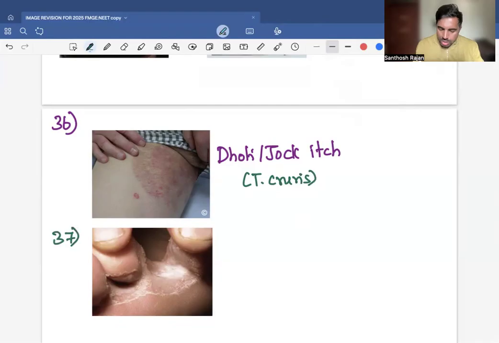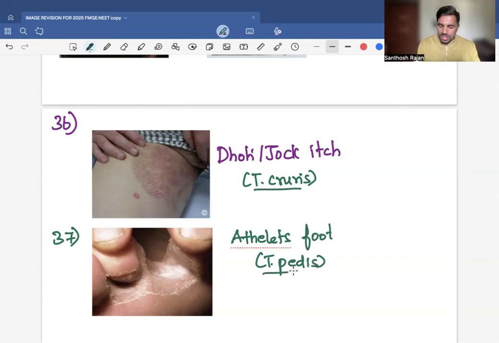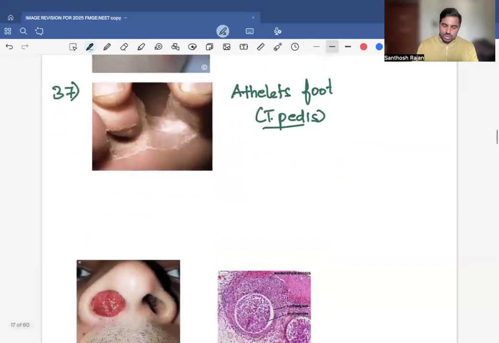This is your athlete's foot. So it's on the foot, so it is caused by tinea pedis. That's all. Okay, tinea cruris and tinea pedis. Cruris is in the inguinal region. So cruris and pedis. Okay, that's all. So this is the thing.